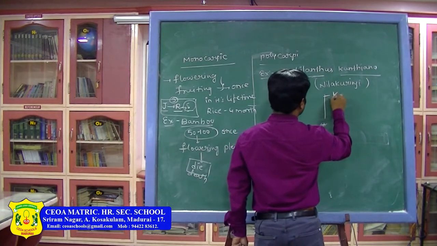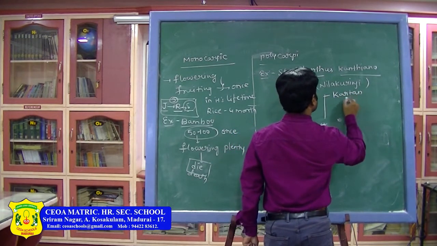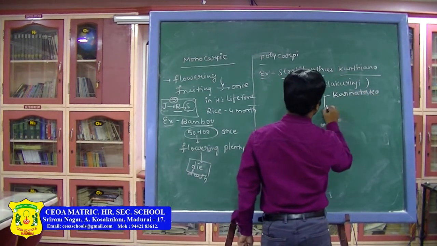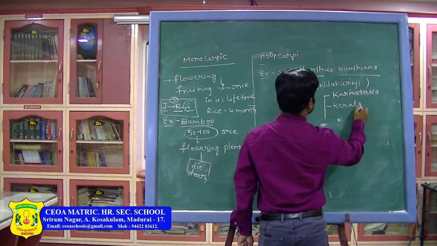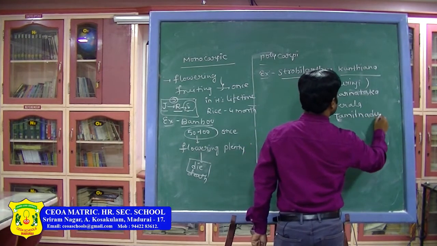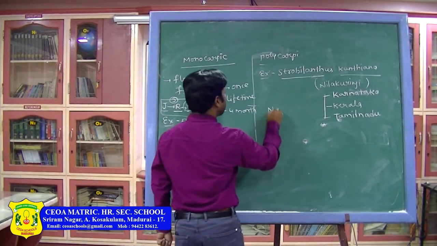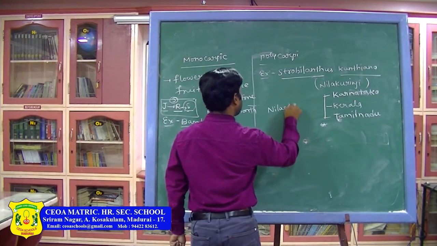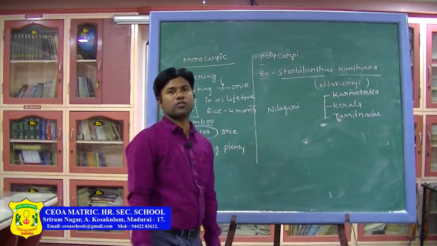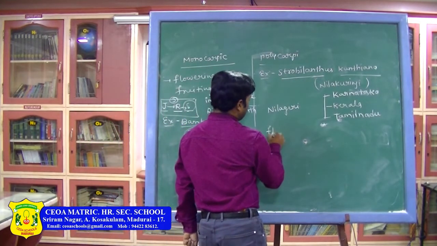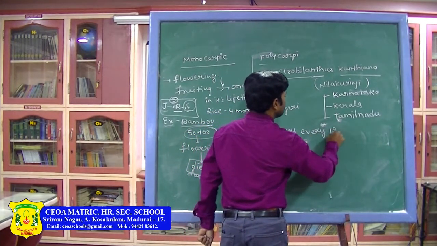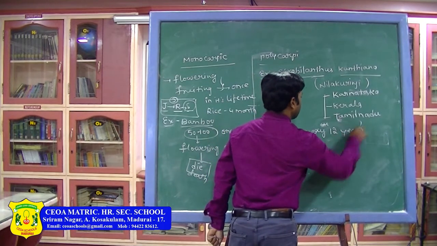It grows in Karnataka, Kerala and Tamil Nadu. In which stretches does it grow? In Nilgiri stretches it grows. So, what is the importance of Strobilanthes kunthiana? It flowers every 12 years. Very, very important.